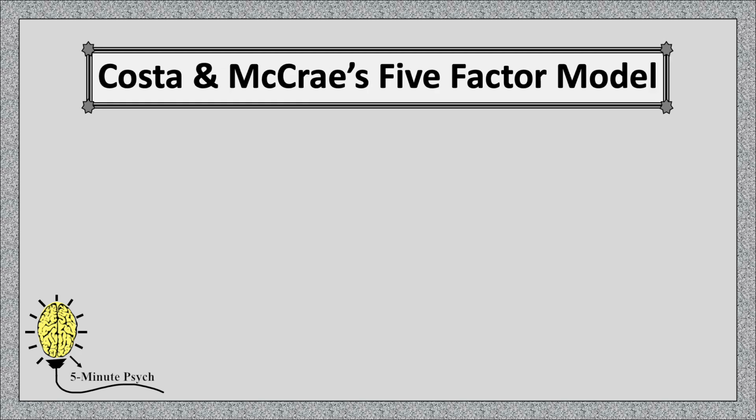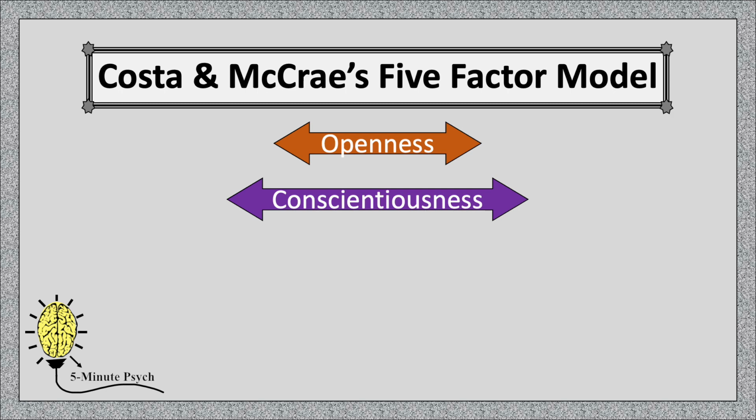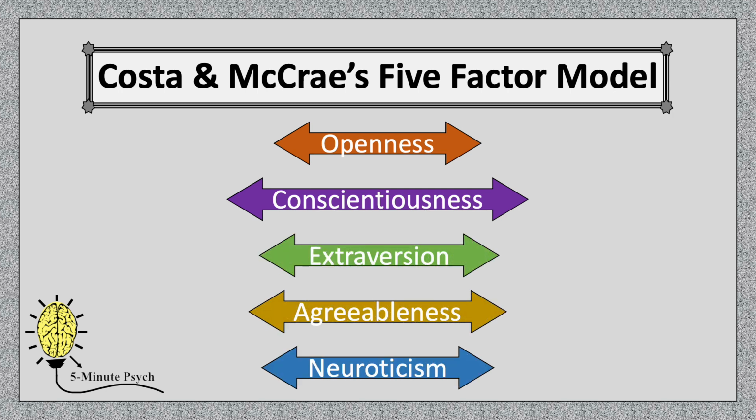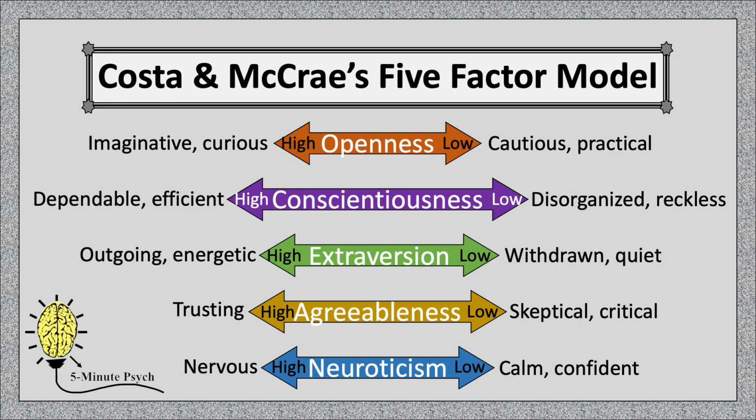A nice compromise was found by Costa and McCrae, as well as many other researchers, who argued that we need 5 traits to adequately describe anyone's personality, and you can remember these 5 factors by the acronym OCEAN, where O stands for openness, C for conscientiousness, E for extroversion, A for agreeableness, and N for neuroticism. Again, the idea was that a person could score from high to low on each of these traits, and like Eysenck, these traits can be combined like primary colors to make different personality traits.